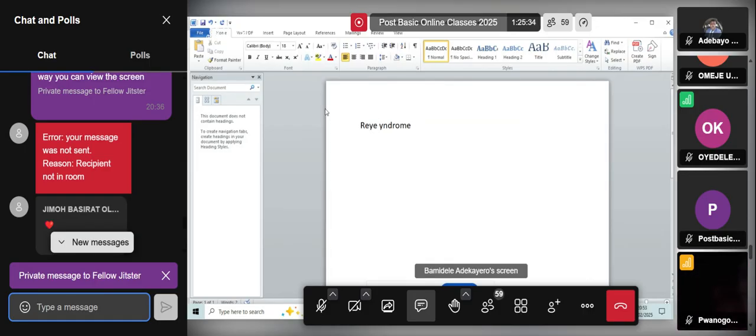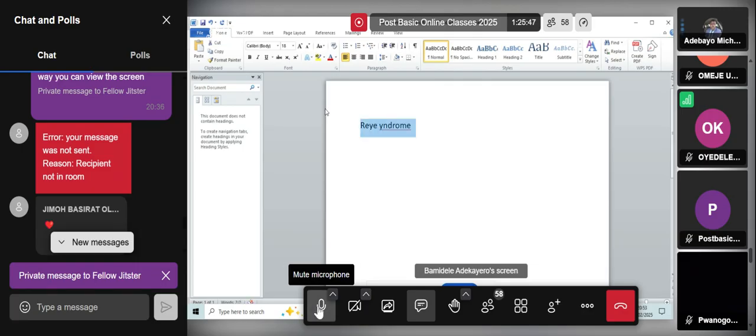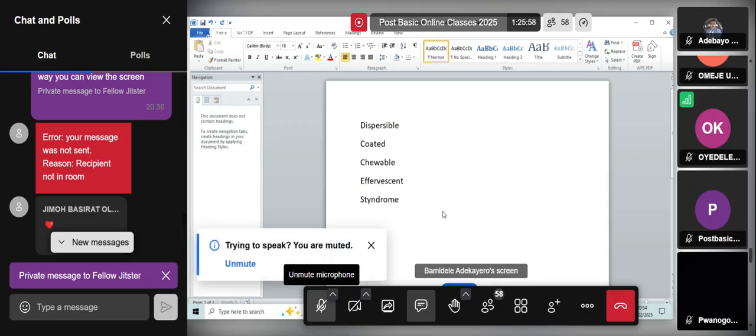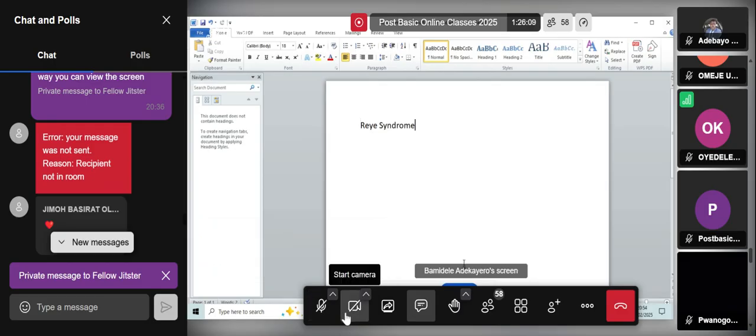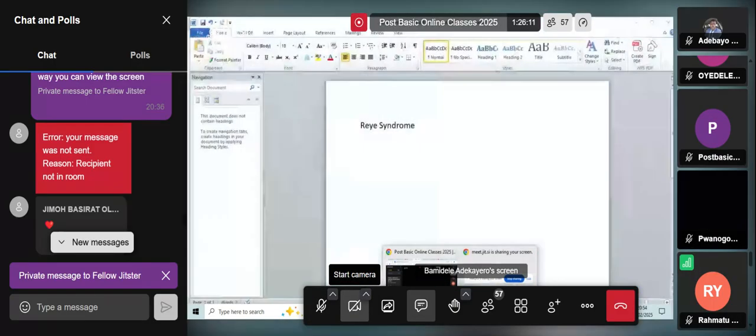Oh, this thing is not typing. There's an S there. Can you all see my screen, please? I think I'm having issues typing this. Yeah, I can see your screen. Okay. Don't know why this is not working. So that's the spelling of Reye's syndrome. That's an assignment for us. Let's move on, please.